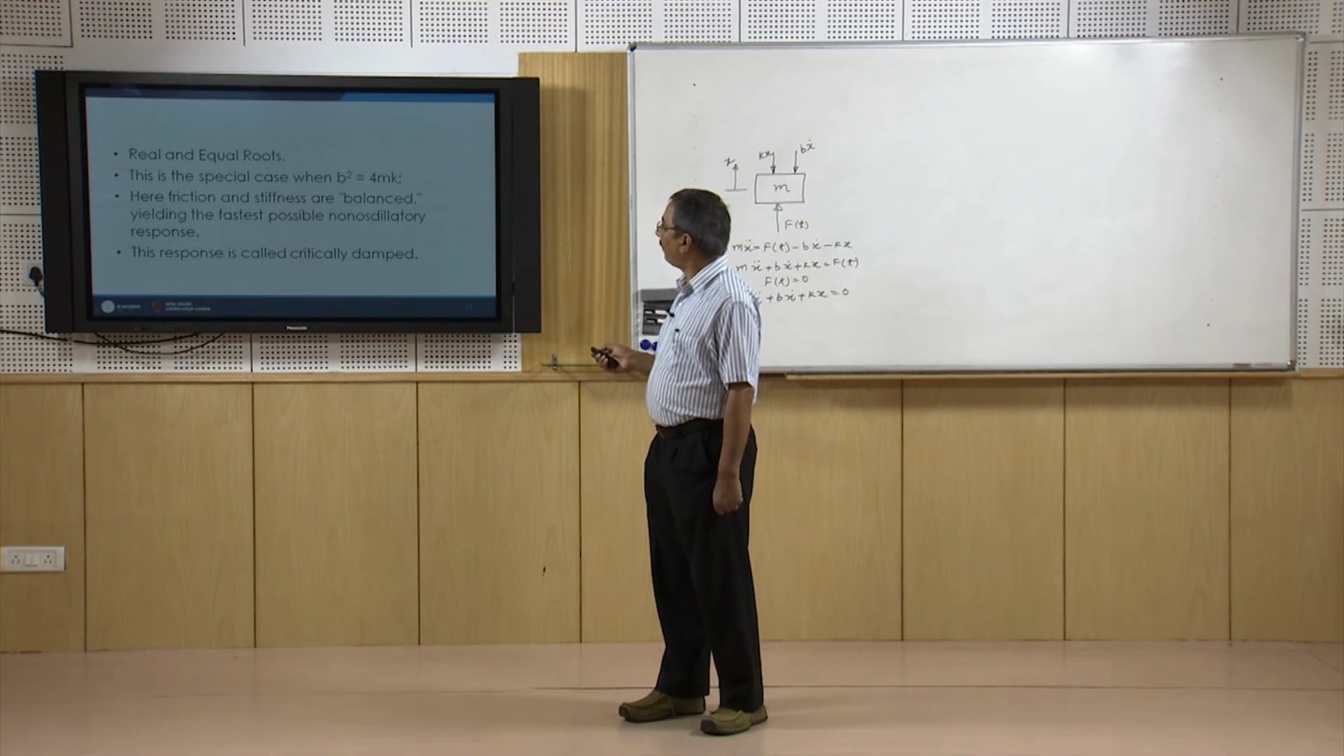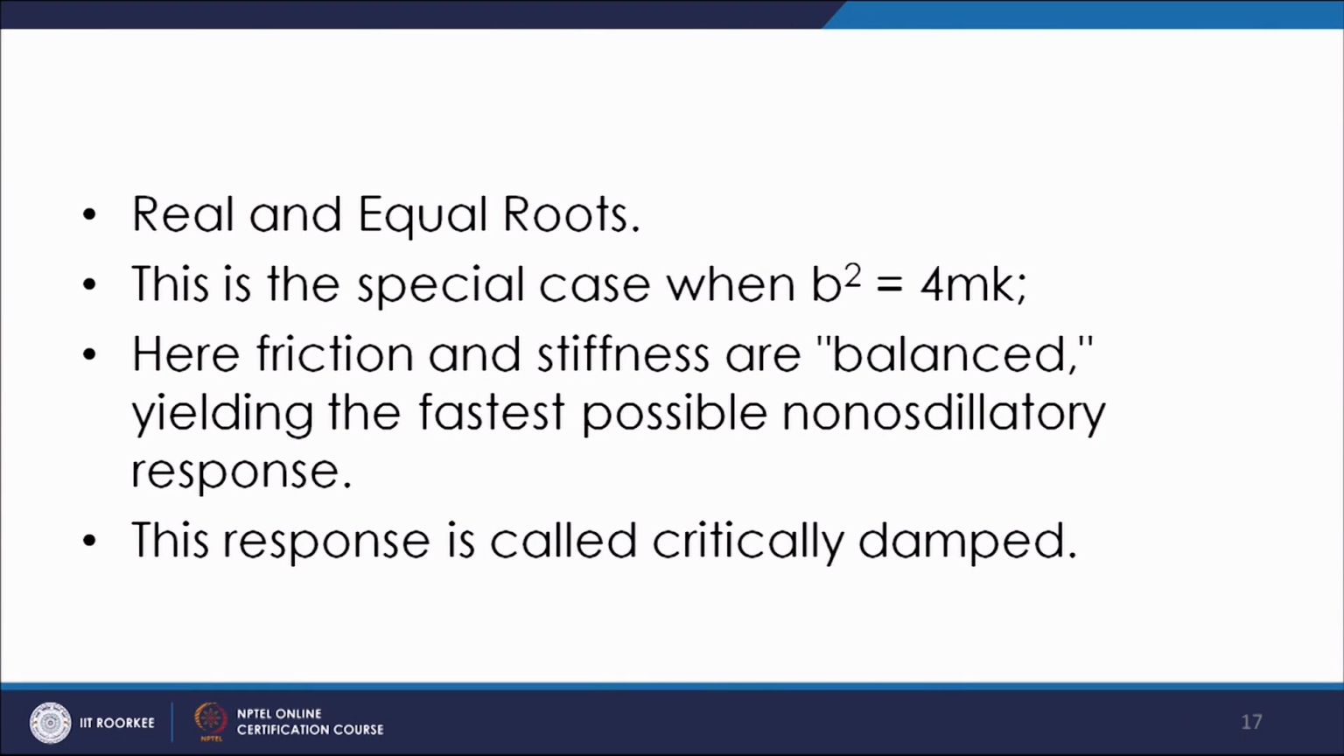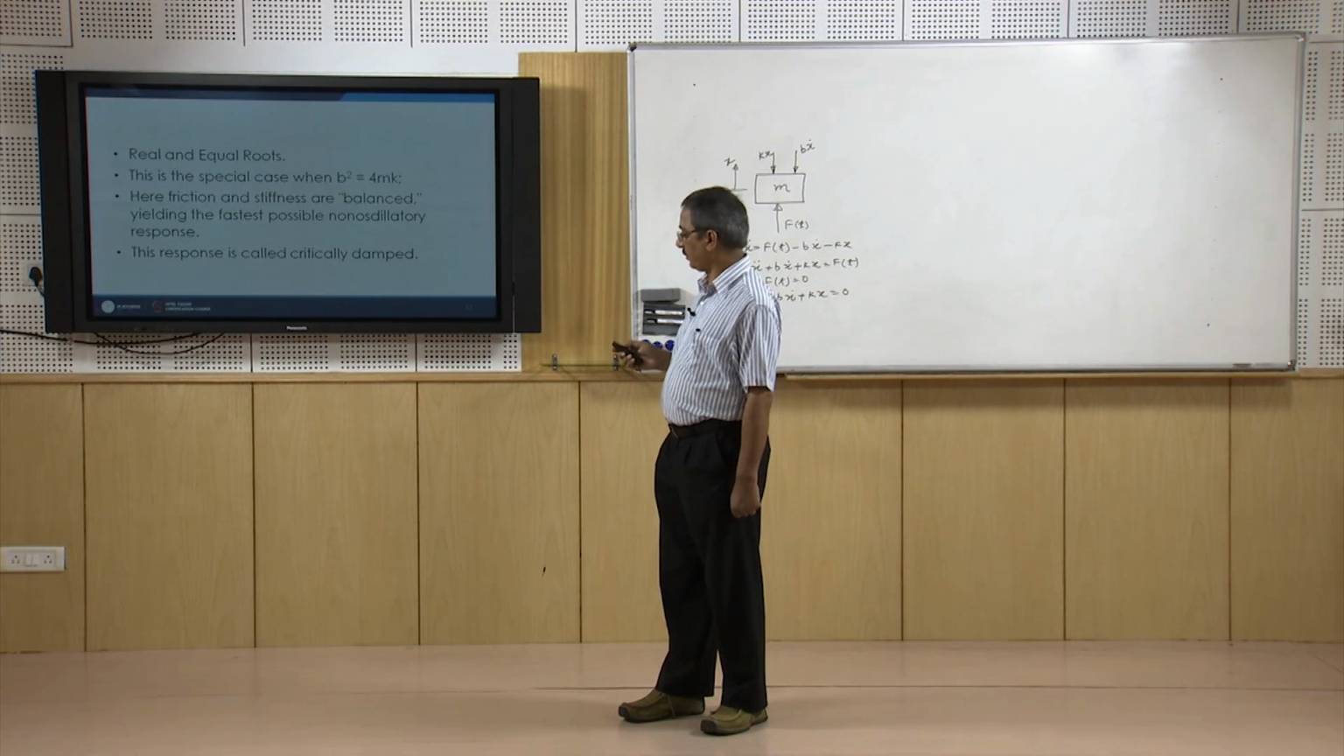Similarly, if b square is equal to 4 m k, then the roots are going to be real and equal. Here, the friction and stiffness are balanced, yielding the fastest possible non-oscillatory response of the system, and this response is called the critically damped response of the system.